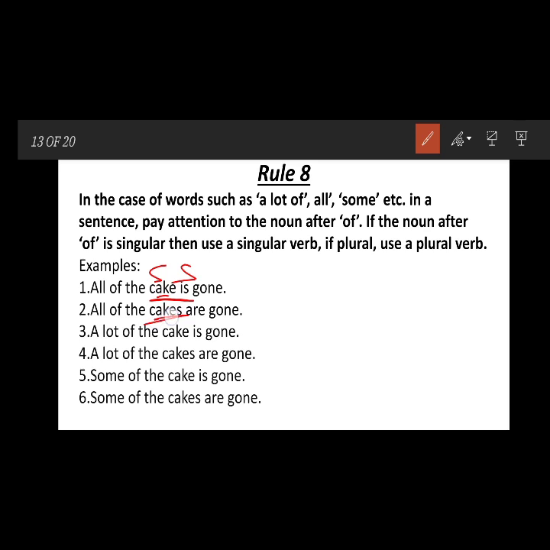But here we are talking of plural form. So that's why we are using a plural verb. Means if the noun after of is singular, you have to use singular. If the noun is plural, then you have to use plural, the same. Like here, a lot of cake is gone, and a lot of cakes are gone. Some of the cake is gone, some of the cakes are gone, like this.